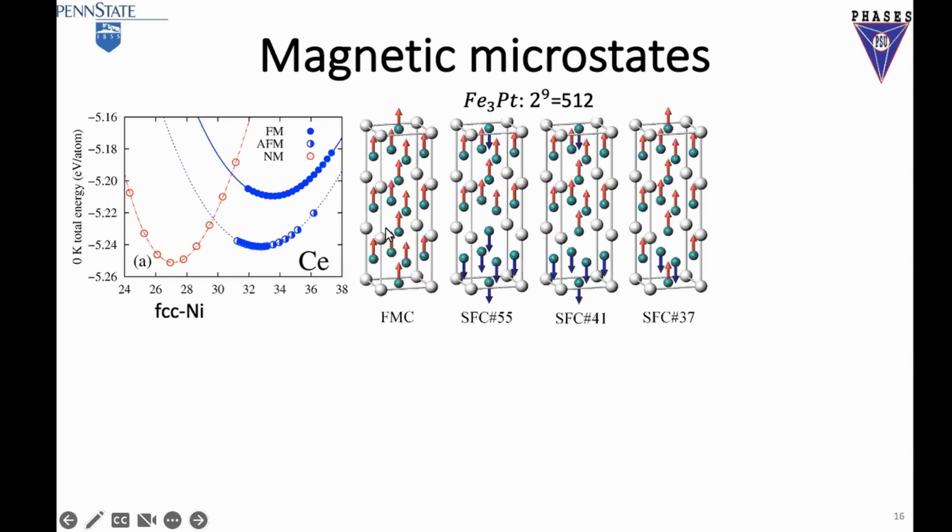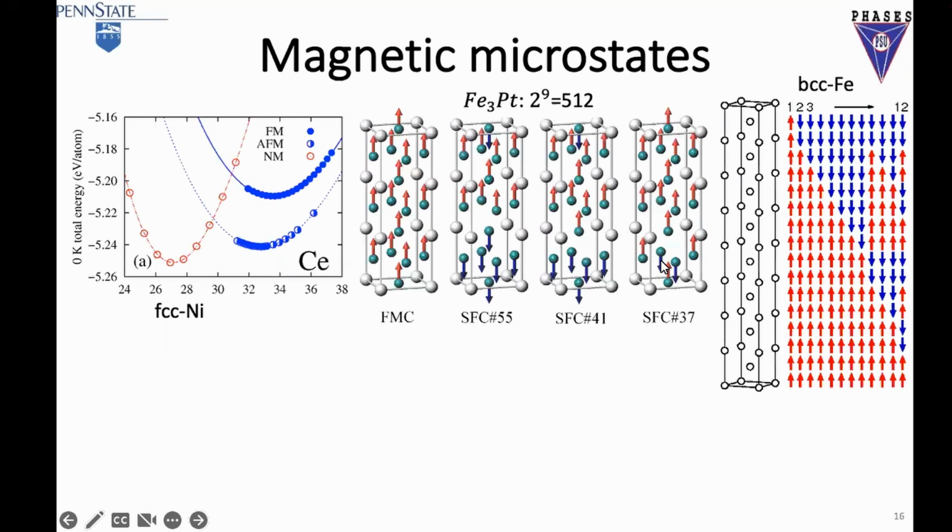You see, you have the ferromagnetic, where all spins point in one direction, then you change some of the spins, then change all of them, and change different spins. You get all kinds of structures. And then we did it for BCC iron. We take a collinear magnetic configuration. Now we have 12 configurations for the BCC iron.